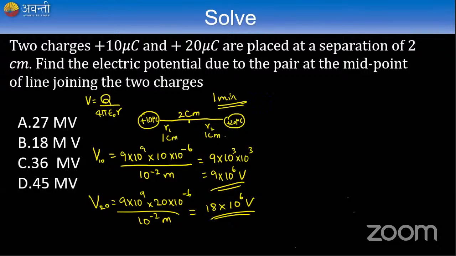Now, we said that potential is a scalar quantity. So if V10 plus V20 is equal to V net, then what is the form?